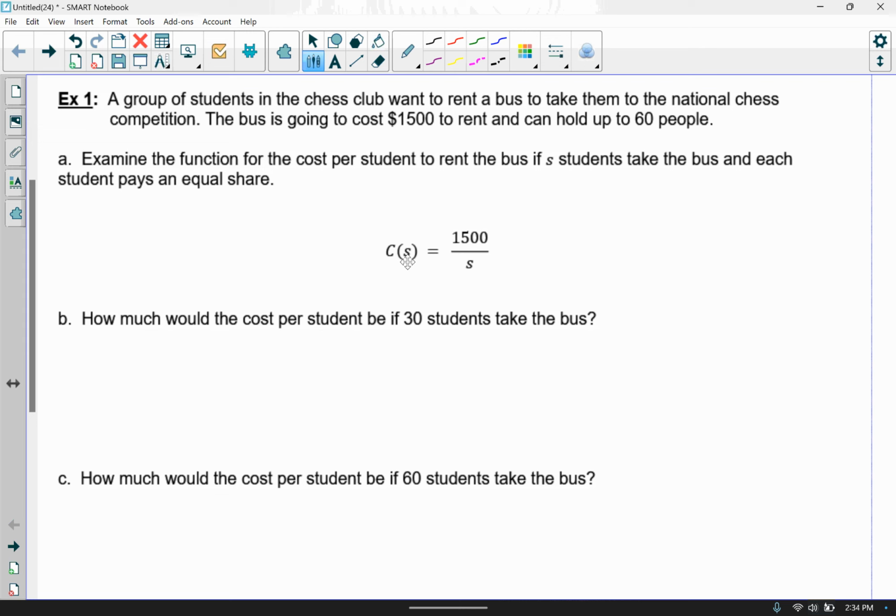All right, so let's scoot on down then to part B. Part B and part C should be very straightforward, things that we've talked about before. Part B wants to know how much would be the cost per student if 30 students were to take the bus. So utilizing my formula here, everywhere I see an S, I'm going to plug in 30. So the cost of 30 students would be equal to 1,500 divided by 30. Can knock off those zeros. 150 divided by 3 then is going to be 50? So we're saying then that would be $50 per student.